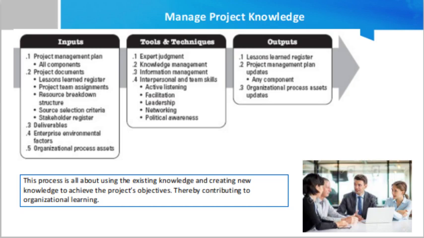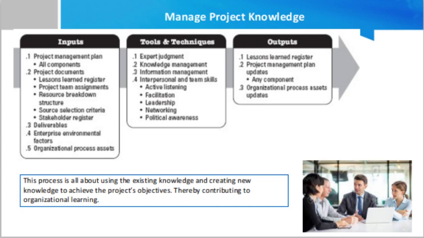Some of the tools and techniques for this category are lessons learned register, published articles, project management information system. Interpersonal and team skills, which includes active listening, improved communication, and knowledge sharing. It also reduces misunderstandings. Facilitation leads the project team to a successful decision or conclusion. Leadership, networking, and political awareness is all about the organizational political environment that should be known in order to plan project communication. Expert judgment, and the last are the outputs.